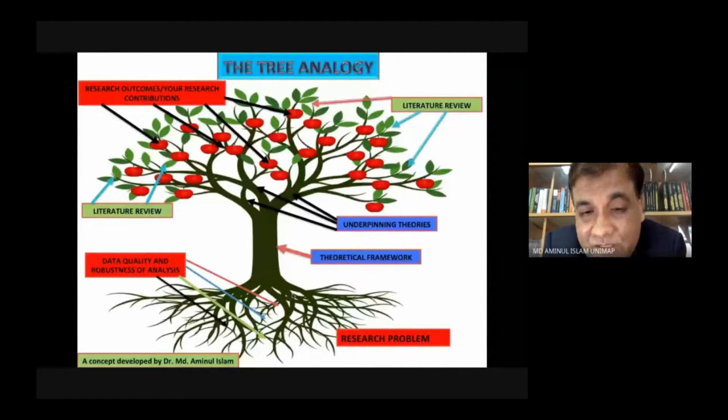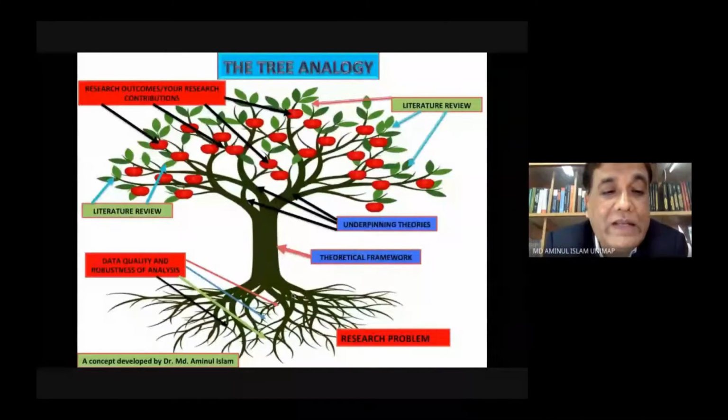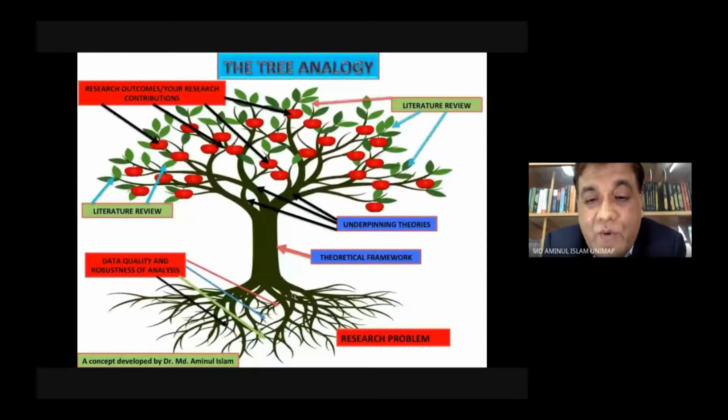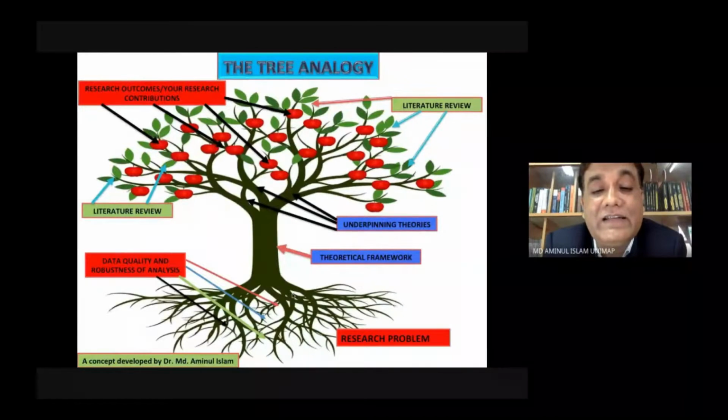Now, when it comes to the fifth one, it is the data quality and robustness of analysis. When you collect the data, if your data quality is very good, your analysis is very robust. If the tree has a problem and you identify what the problem is and how to solve it, it's like you are putting fertilizer and an appropriate amount of water, fertilizing and watering the tree. So that is basically your data analysis and robustness of analysis.